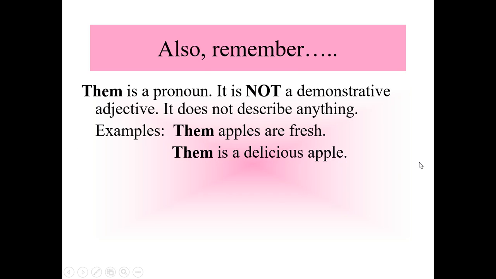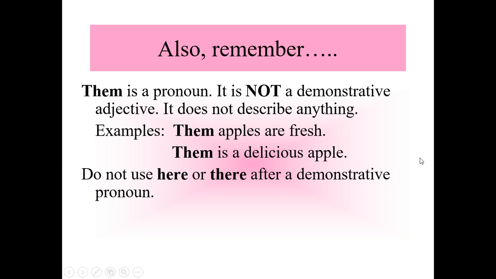Them is a delicious apple. Again, this is a singular. This should be this is a delicious apple or that is a delicious apple. Another thing that is not right to do is putting either the words here or there right after the demonstrative pronoun. That is unneeded. It's just useless information. It's too much. It makes it confusing.